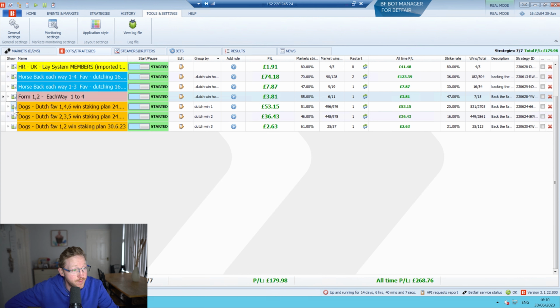And then over here, I'm doing my dogs, in similar fashion to what I've been testing for the last couple of months on simulation, finding out what the best combination was. And this is what I've come up with. And as you can see, nice green profits there. So what this does is Dutch the favorite, 1, 4, and 6. And this one is 2, 3, and 5.